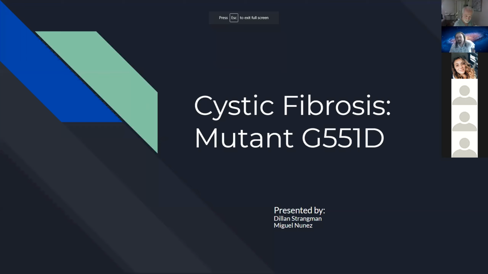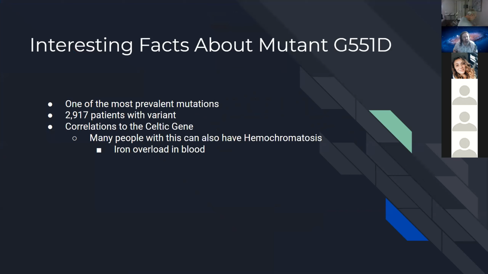Yeah. Alrighty. So, hi, my name is Dylan Strangman, and I'm here with Miguel today to talk about the mutant gene G551D. Let's get right into it. So, there's a couple peculiar things about the mutant before I start talking about the science portion of it. Being regarded as one of the most prevalent mutations, although it's not considered one of the most prevalent class mutations. So it's kind of like an outlier to all the other mutations that are around.